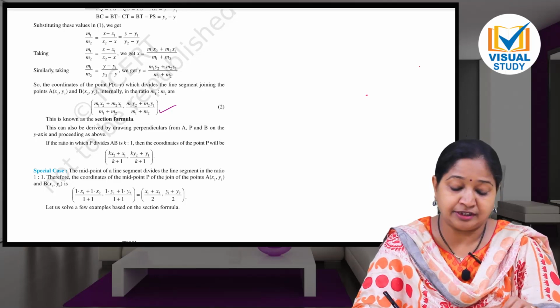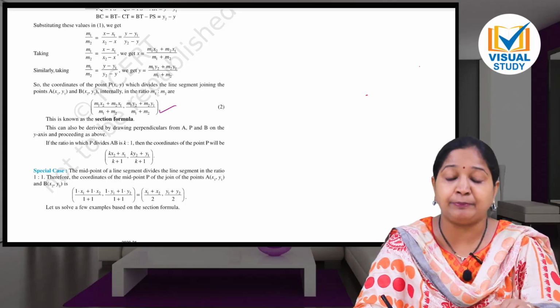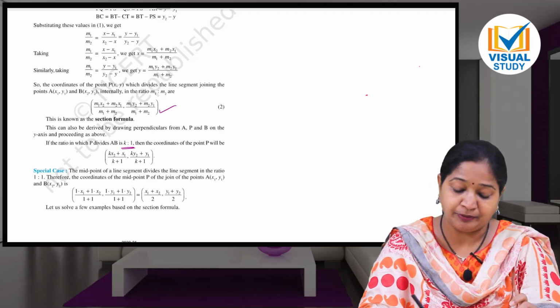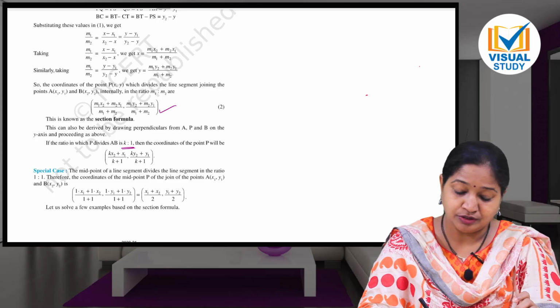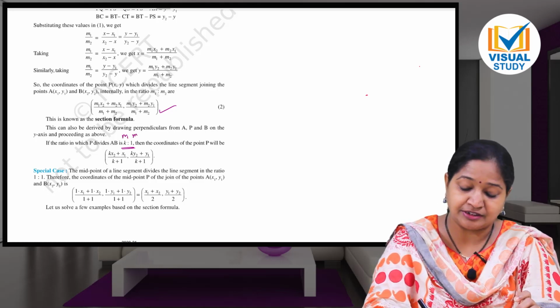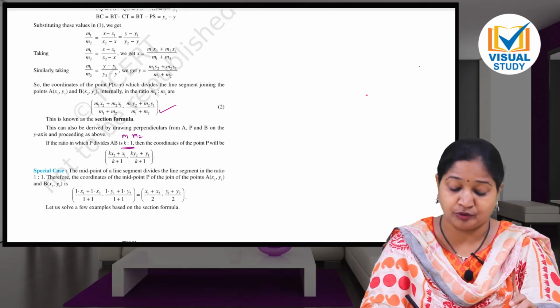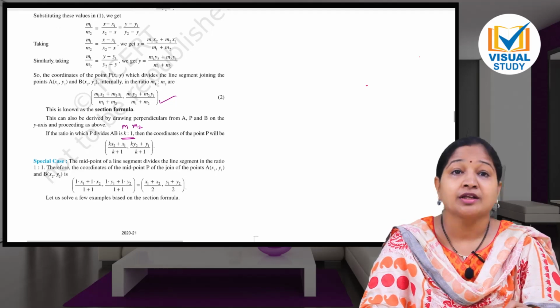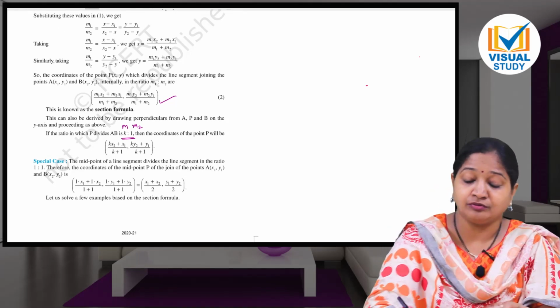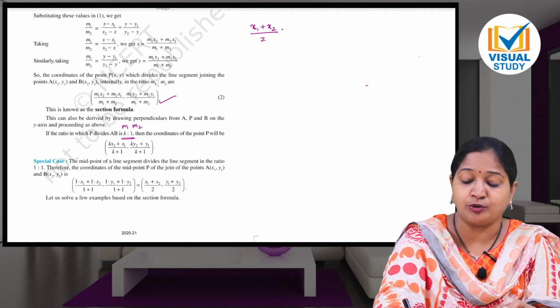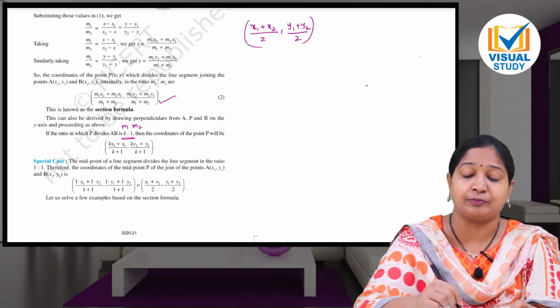If the ratio in which P divides AB is k is to 1, then the coordinates of the point P will be kx2 plus x1 upon k plus 1, and ky2 plus y1 upon k plus 1. Here k is your M1 and 1 is your M2. You know the formula for the midpoint? That is (x1 plus x2) upon 2 and (y1 plus y2) upon 2. This is the formula for the midpoint.